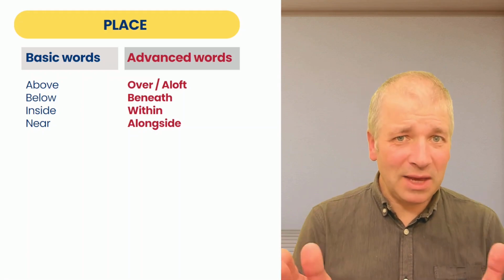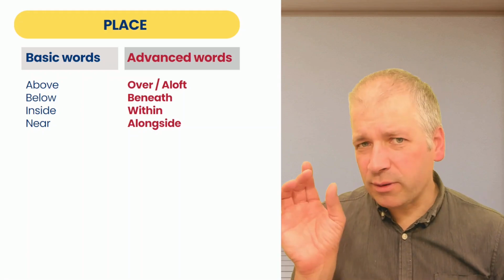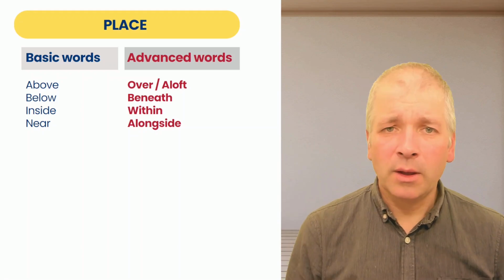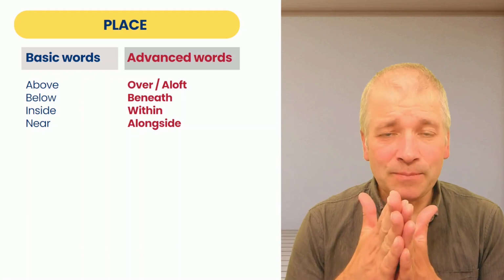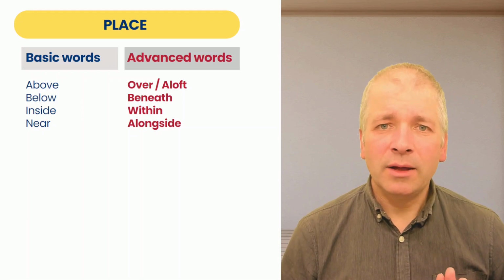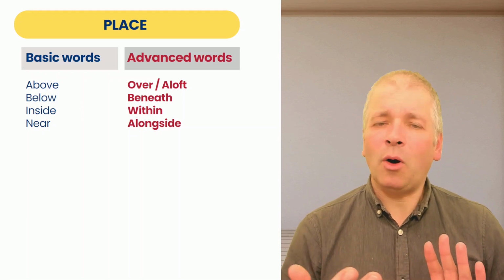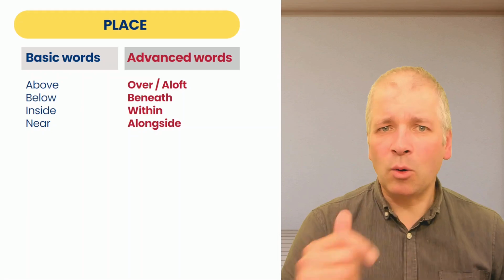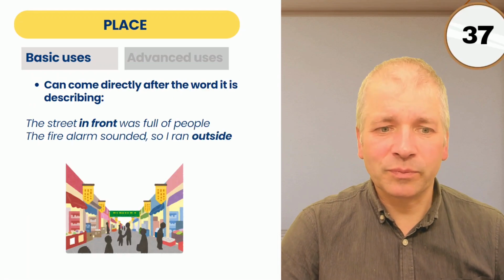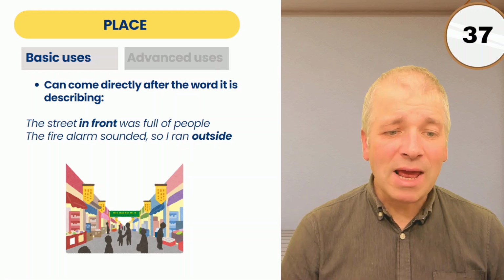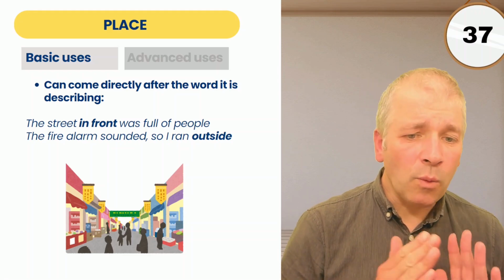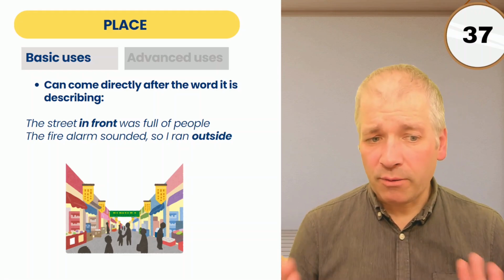But again, with near, lots of different meanings. Alongside won't work for all of them. Alongside means in close proximity, but near could also be in terms of time, and it may not work for that. So adverbs of place can come directly after the word it is describing.